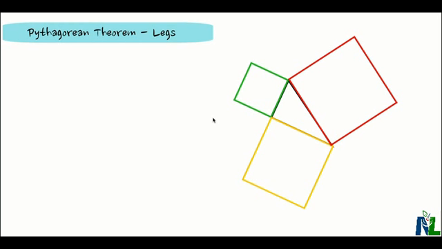So we can use the Pythagorean theorem to find the length of missing legs on a right triangle. So we always have to make sure that we have a right triangle here. Okay, so I'll mark in my 90-degree angle.